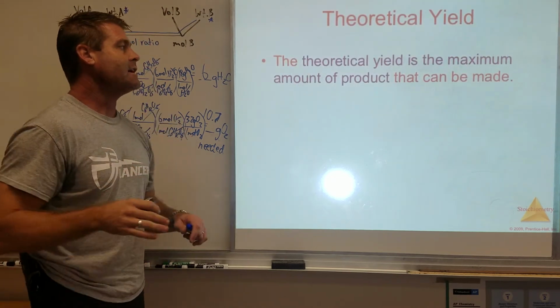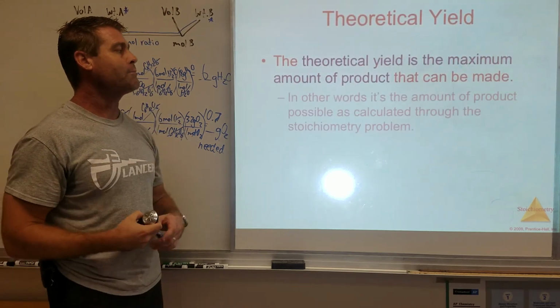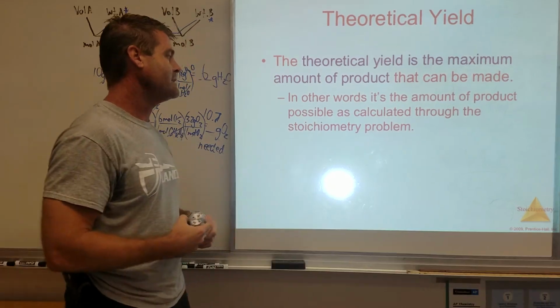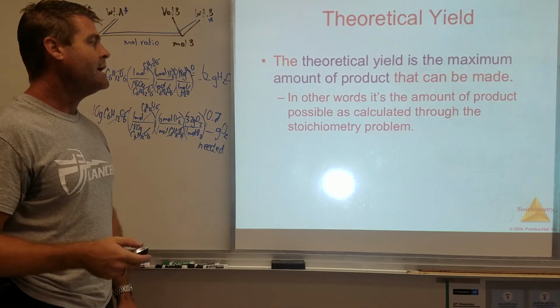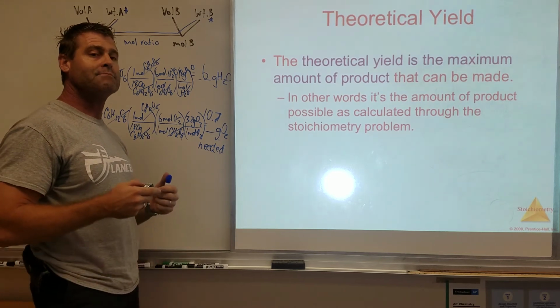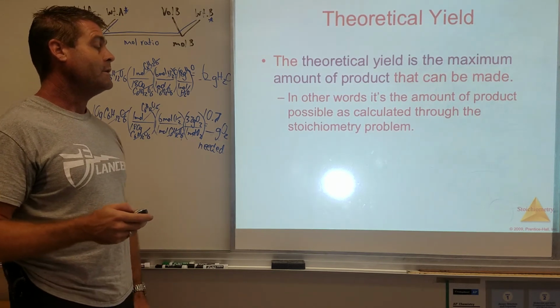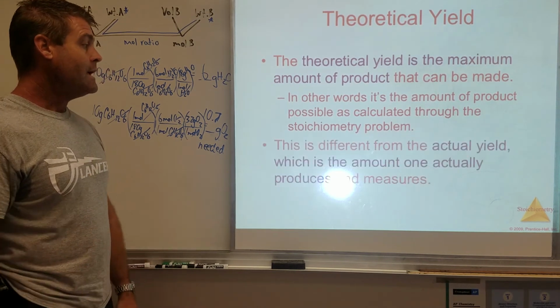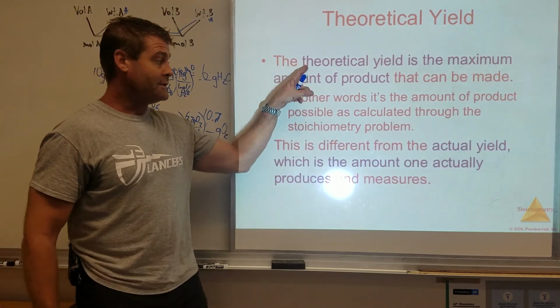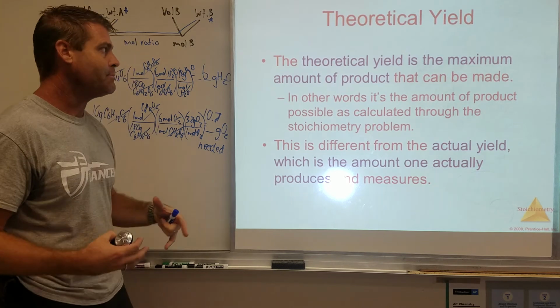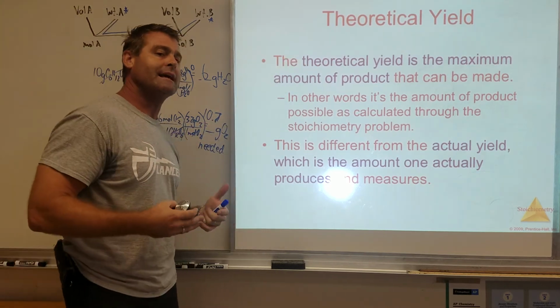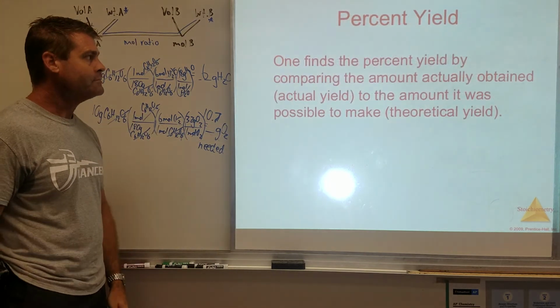Okay, guys, last concept. The theoretical yield is the maximum amount of product. That's in purple, so that's why I'm saying it's really important. Theoretical yield: the maximum amount of product that can be produced. It's the amount of product that is possible from a chemical reaction. Now, the theoretical yield is different from the actual yield. Actual yield is how much you actually recovered, as opposed to how much you theoretically expected to recover, okay?